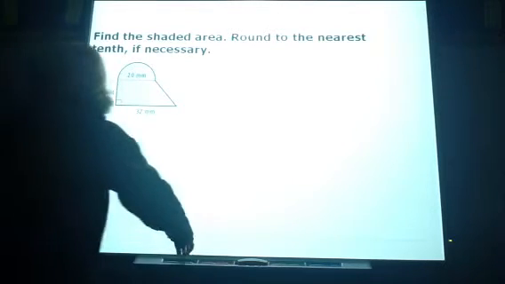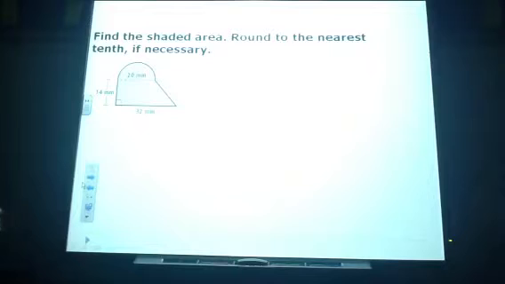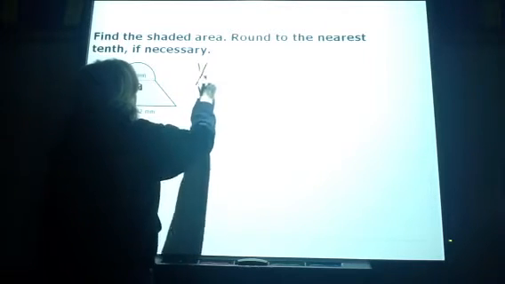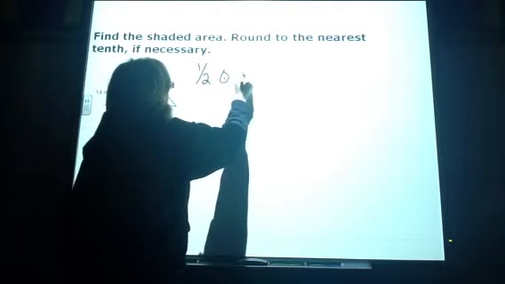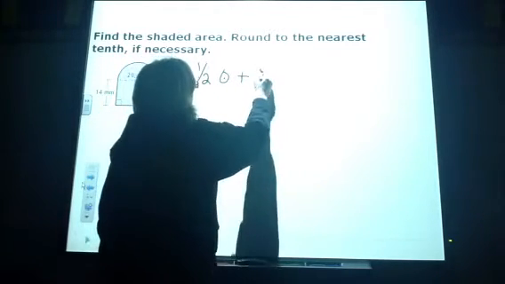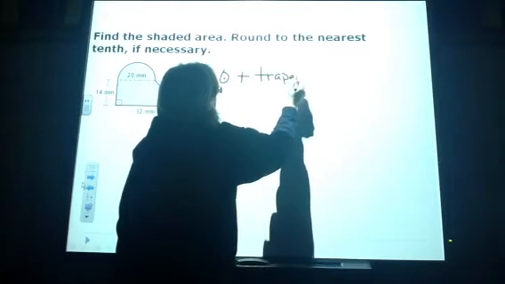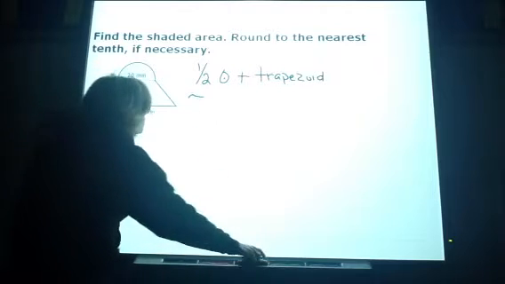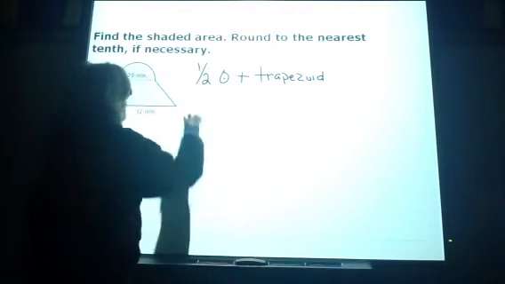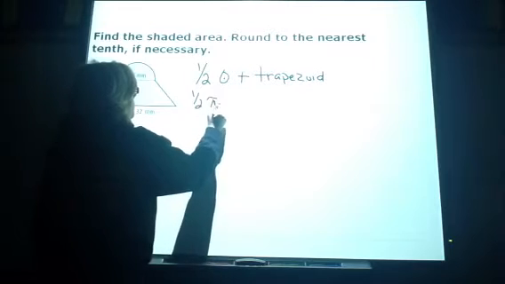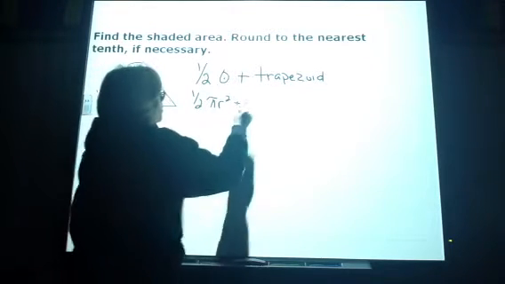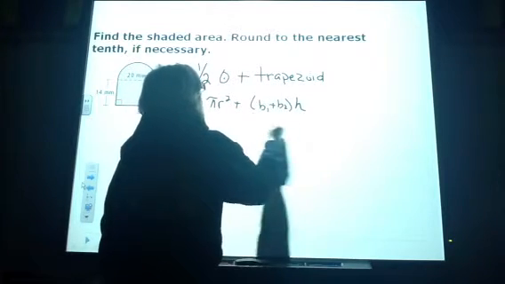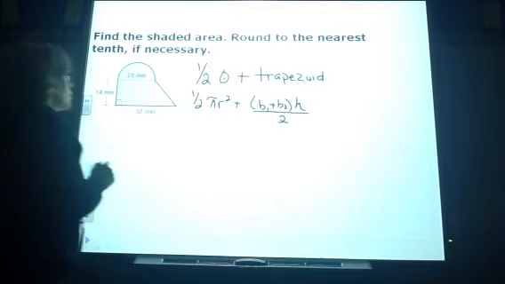Okay, so on number 1 here, we need to find the shaded area. What we have in our simple shapes is half of a circle plus a trapezoid. The area for half of a circle is half pi r squared. The area formula for a trapezoid is the sum of your two bases multiplied by the height, divided by 2.